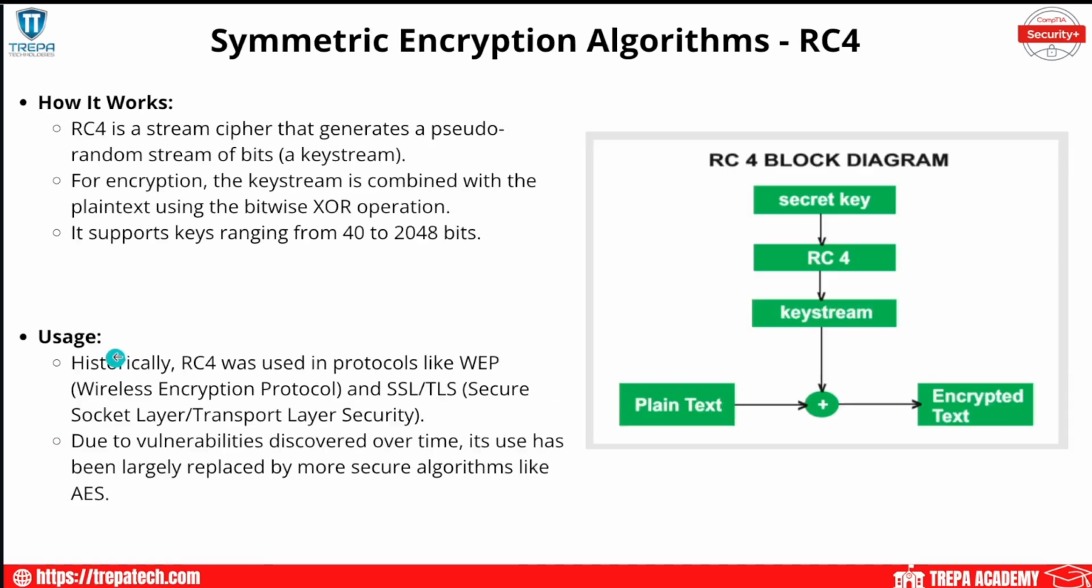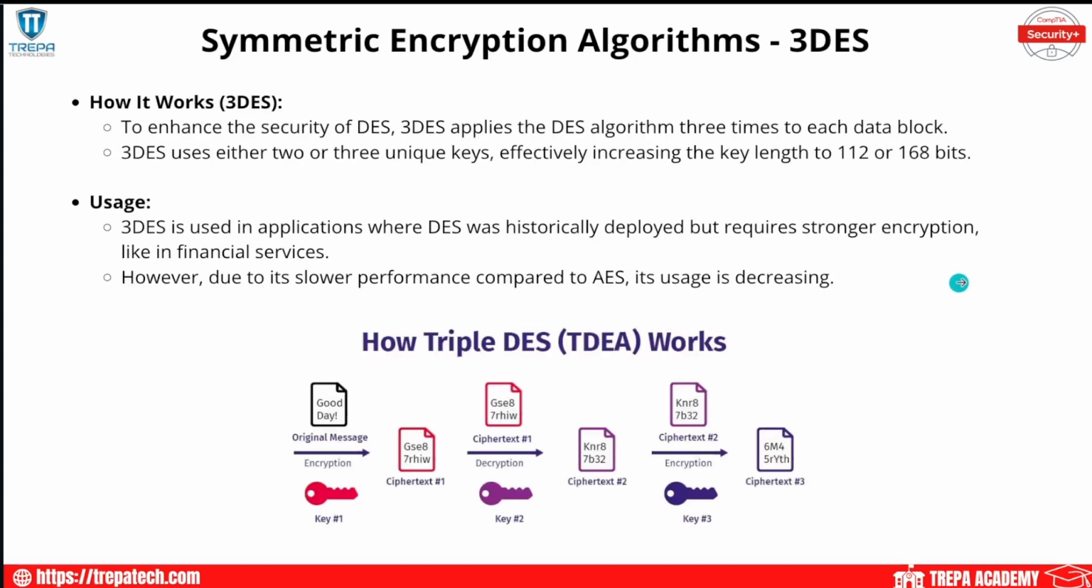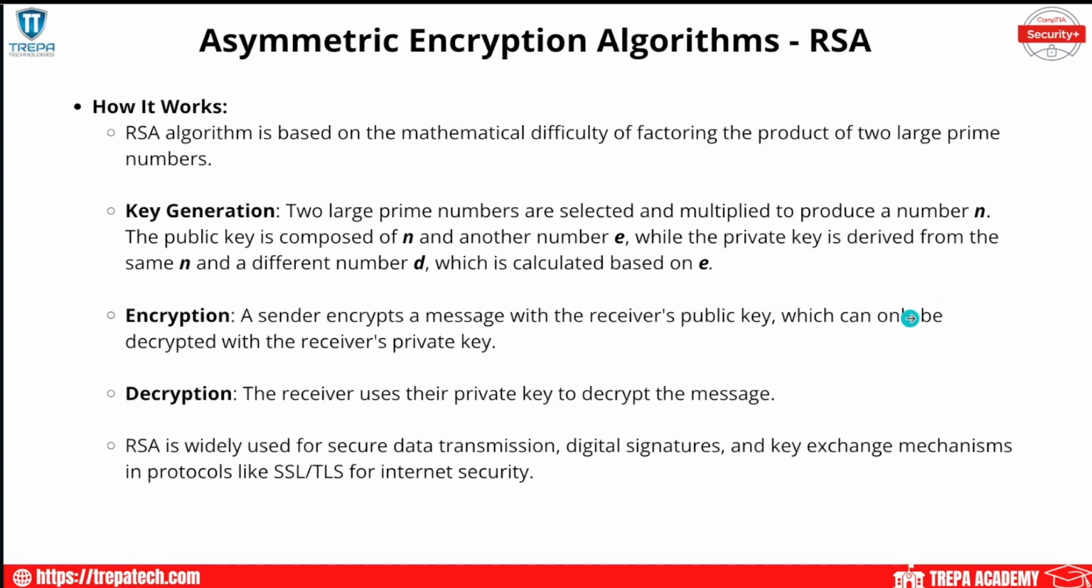And then, of course, I don't have an AES in there. Okay. Now, asymmetric encryption algorithms, we have our RSA. That's a very common one. So the RSA algorithm is based on the mathematical difficulty of factoring the product of 2 large prime numbers. So with RSA, we do key generation, so we do have a public and private key. And RSA is widely used for secure data transmission, digital signatures, and key exchange mechanisms and protocols like TLS.